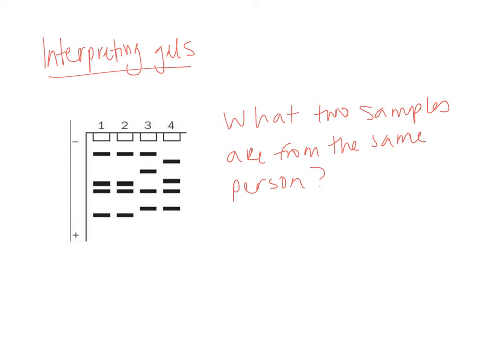But here we have 4 different samples, lanes 1, 2, 3, and 4. And the question is, what 2 samples are from the same person? Key thing is, if you have the same banding pattern, you are from the same individual. So if you look here, I'll give you a second. Which 2 are the same?